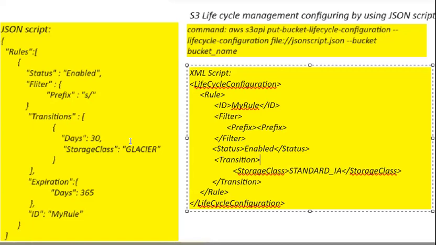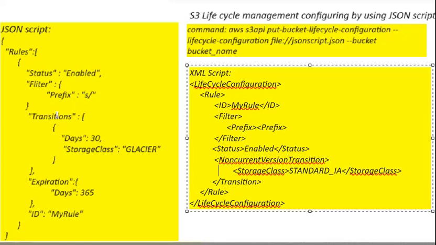Okay. Previously we have seen the normal transition. Let's say I want to see non-current versions, that is, previous versions that are there, right? I want to see the transition for them. So how is it possible for them? For this, by using this XML file, that is non-current version, non-current version transition.